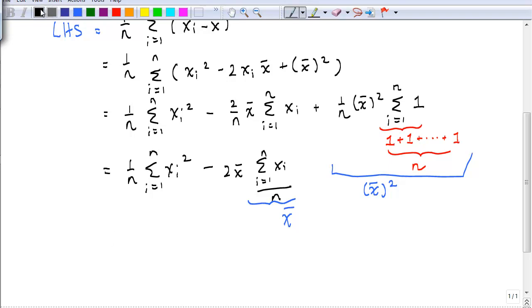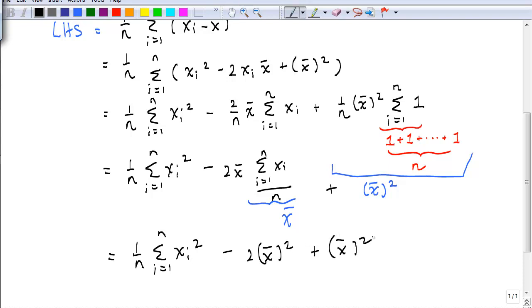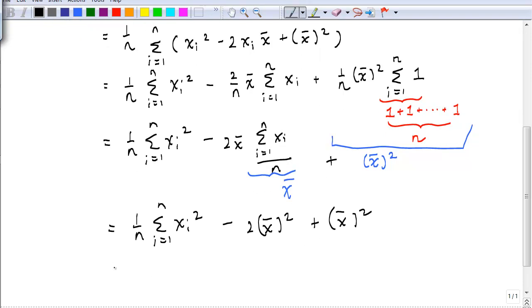let me just write this one for you. This should be plus, and then in the end you will have 1 over n, summation of i equals 1 to n of xi squared, minus 2x bar squared, plus x bar squared. And this of course can be reduced to the right hand side.